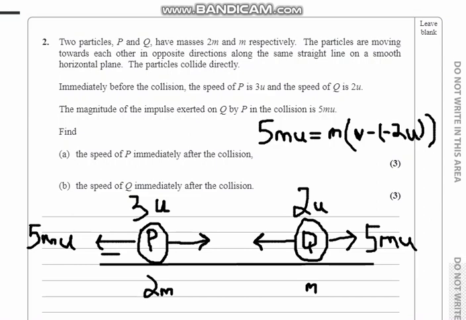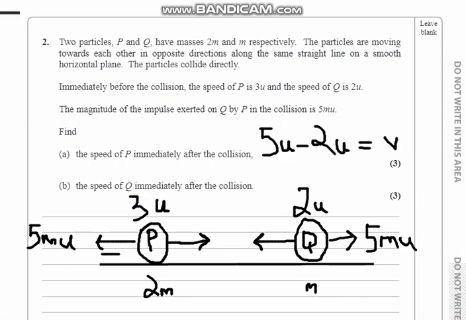Now expanding the brackets, there you go, 5mu equal to mv plus 2mu. Again cancelling the like terms, which is m being repeated a lot of times here, we are left with 5u equal to v plus 2u. Now I'll subtract 2u from both sides to get v as our subject. Doing some basic maths here, our v value, or the speed of Q immediately after the collision, is 3u. So that's our final answer.